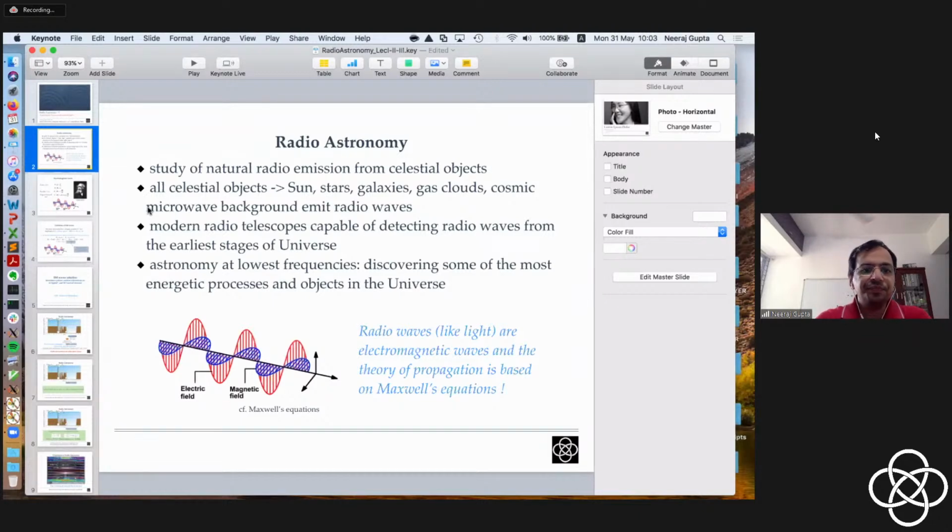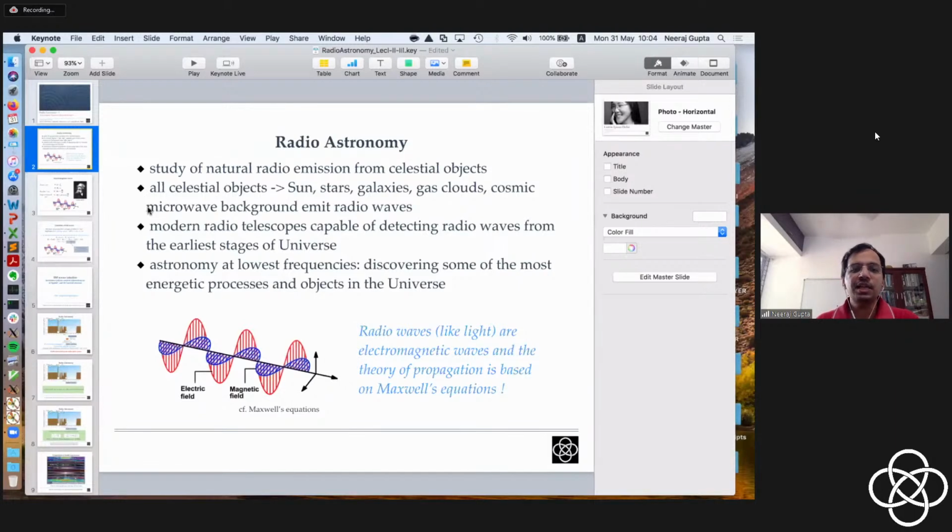Now, there are a couple of things to keep in mind. One is that even in radio astronomy, although we'll be talking about astronomy at the lowest frequencies, one could actually be discovering some of the most energetic processes and objects in the universe at these wavelengths, right? So don't think that, okay, since we are operating at the lowest frequencies, we will be looking at low energy phenomena. No, that's not the case, right? That's a misconception which we should do away with straight away.